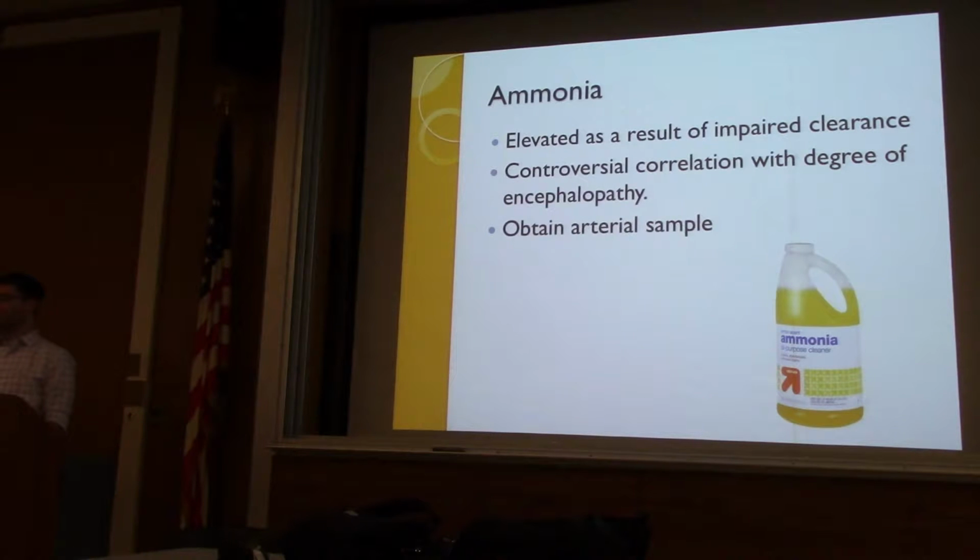And then ammonia. This is elevated as a result of impaired clearance. There's a lot of controversy as to whether or not the level of ammonia in the body is going to correlate to encephalopathy. But something I came across as I was researching this is that ammonia levels really should be done on an arterial sample, because when they did the studies and gave the levels that can be applied to hepatic encephalopathy, they were done on arterial samples. So if possible, it's better to get an arterial sample when you're checking ammonia.